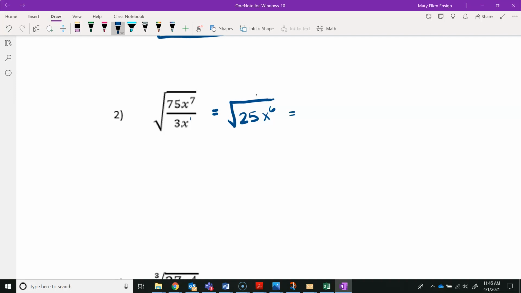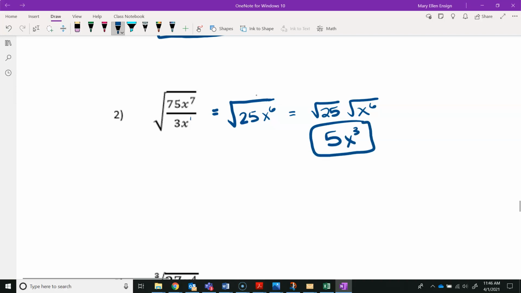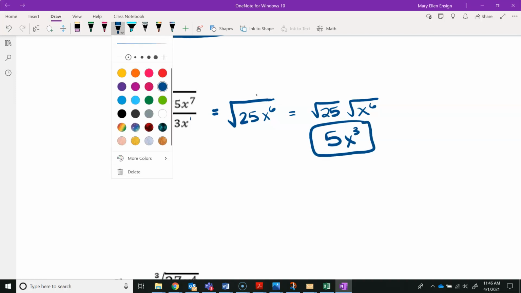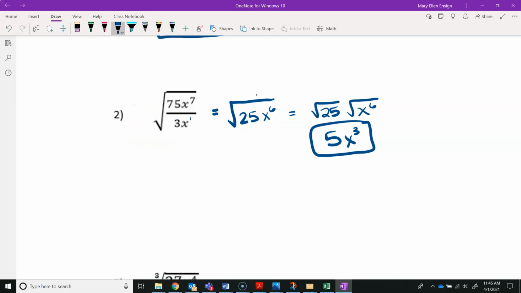So I have this. Okay, now, how did that help me? Well, now if I look at this, I actually have 2 perfect squares. Square root of 25 is going to be 5. The square root of x to the 6th is going to be x to the 3rd. Think about how I got that. 6 divided by 2, the index, is going to be 3.